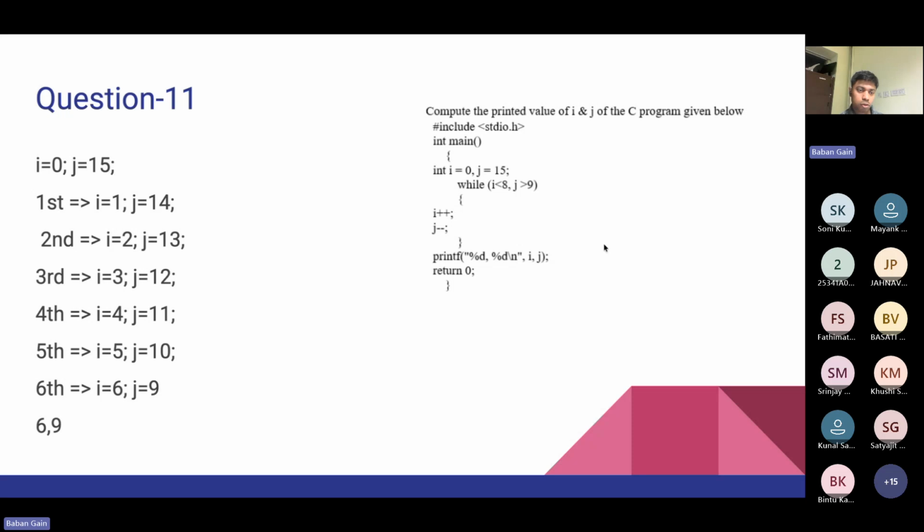So basically, there are two conditions, and if we were considering only when both of them are true, that got violated at this point when I equal to 6 and j equal to 9, right? But assume that you have only the second option. You don't have I less than 8, you only have j greater than 9. So in that case, what will happen? Okay, let me write the code in the compiler.